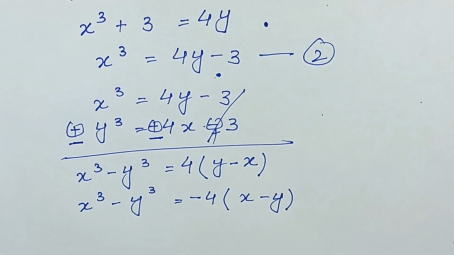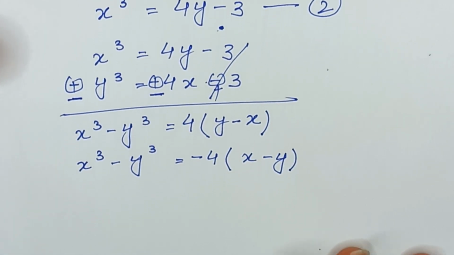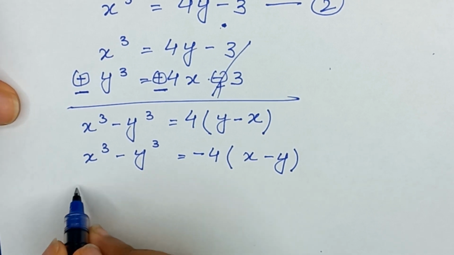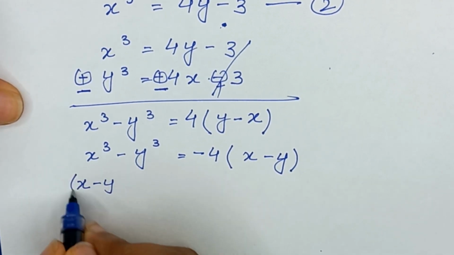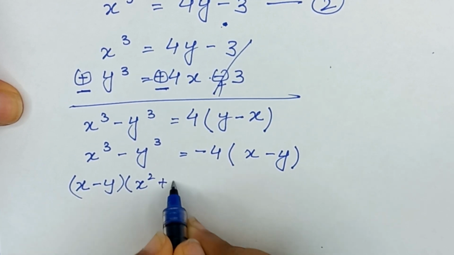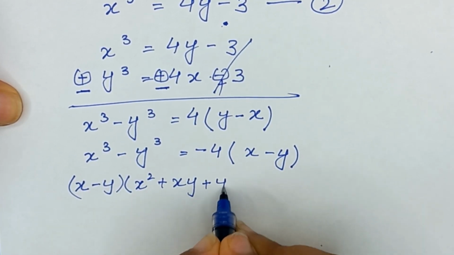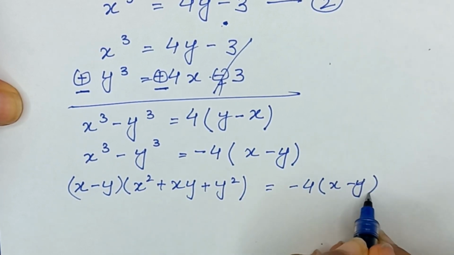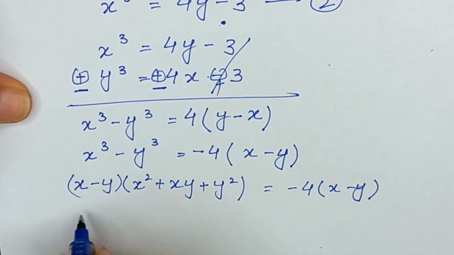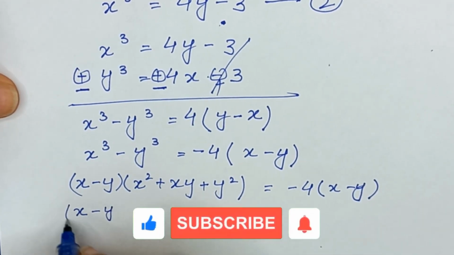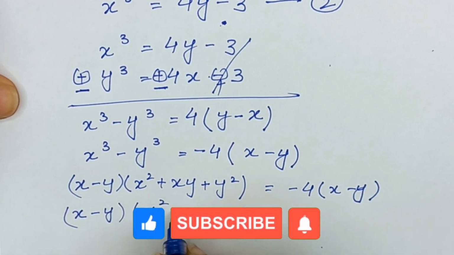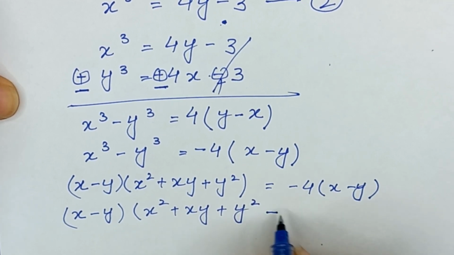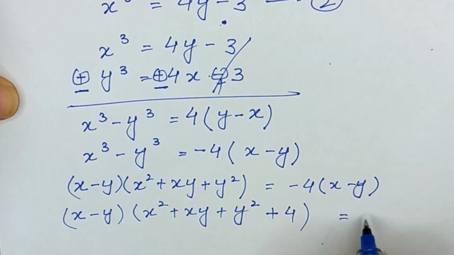Further, we know that x³ − y³ is an identity, so I will expand it as (x − y)(x² + xy + y²), and it is equal to −4(x − y). Now I will take this −4(x − y) to the left hand side, so it will be (x − y)(x² + xy + y² + 4) = 0.